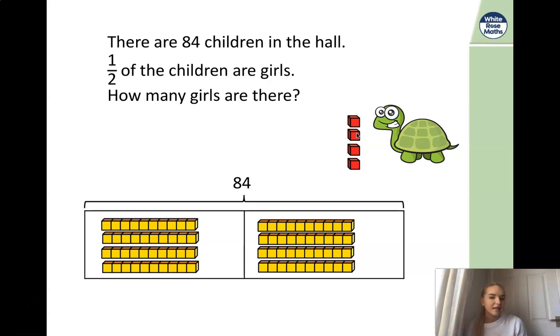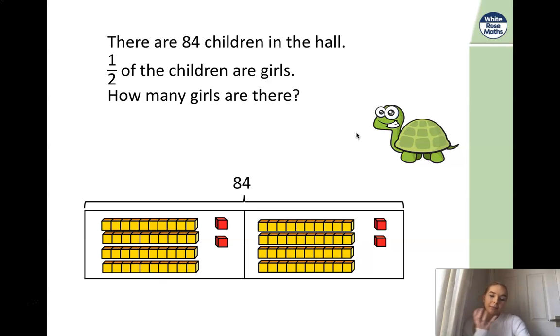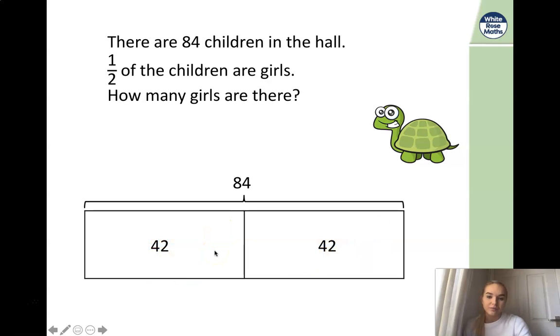We don't need to make any exchanges for 1s. And then we can put the red 1s so that there are 2 per box. Now we're only looking for 1/2, so we are only looking for 1 part of this bar model, and we can use our digits to count that this is 10, 20, 30, 40, so 4 10s and 2 1s, which is 42. And because we're looking for 1 part, there are 42 girls.